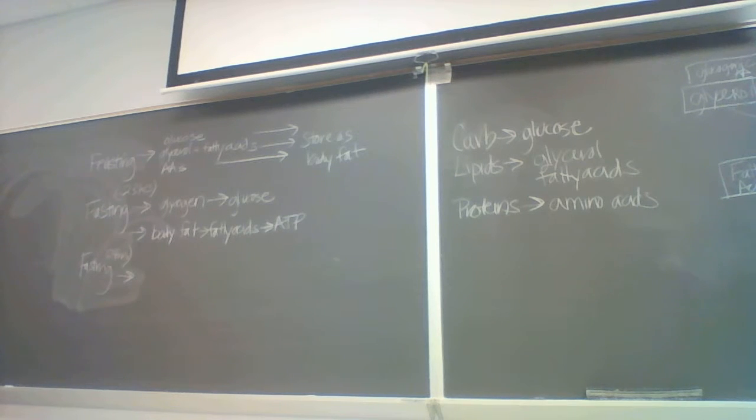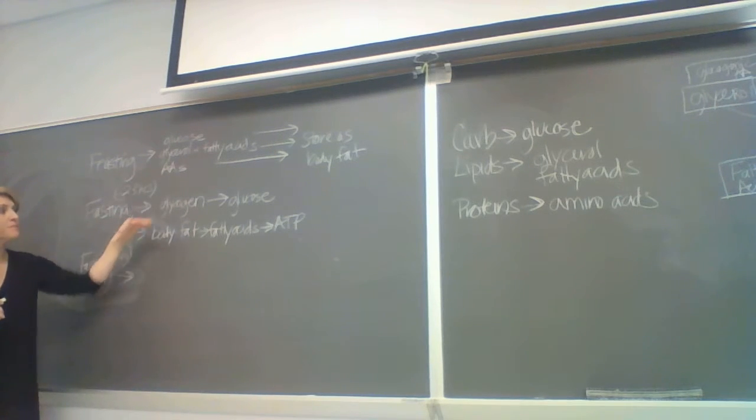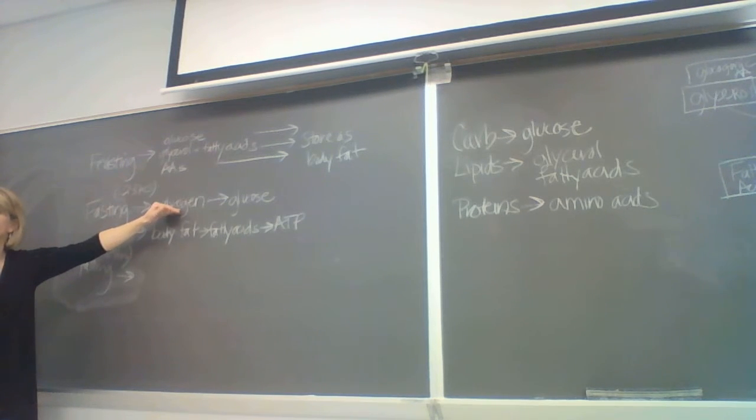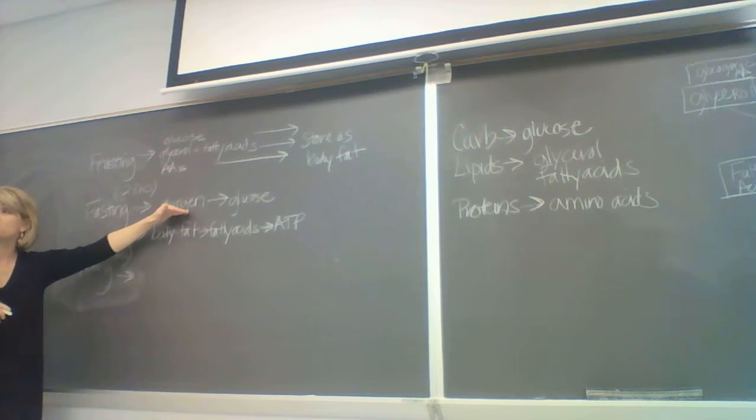Where's your body going to get glucose? Where's it going to get ATP? Probably from the body fat, because you haven't eaten anything, right? Some body fat, but what happens at the 24-hour mark is you've used up all your glycogen. So that's not an option anymore. Remember, you've got to be able to get glucose for your brain and nervous system.